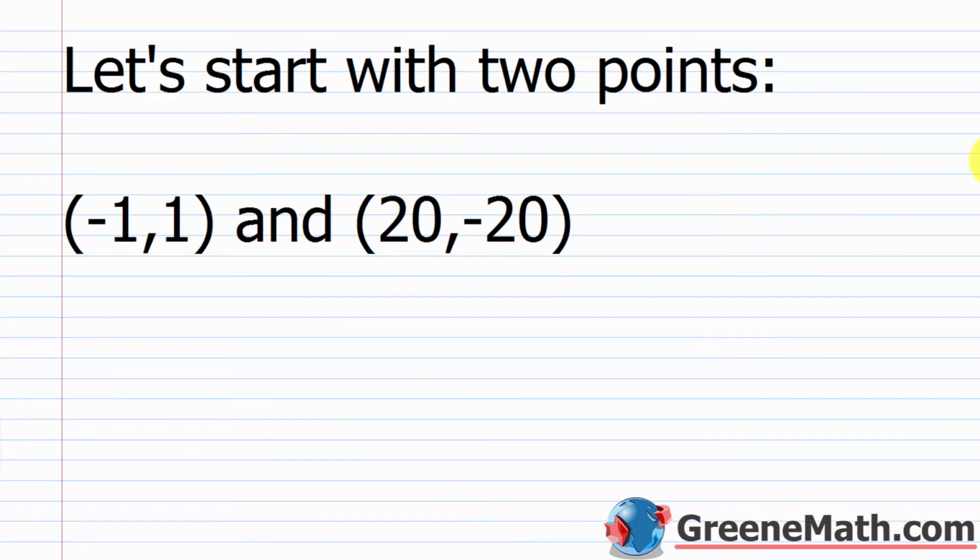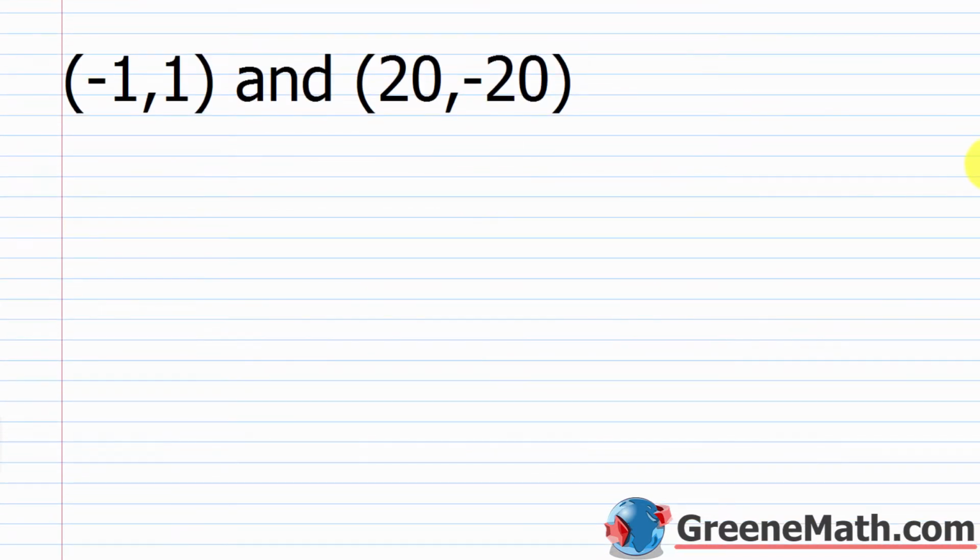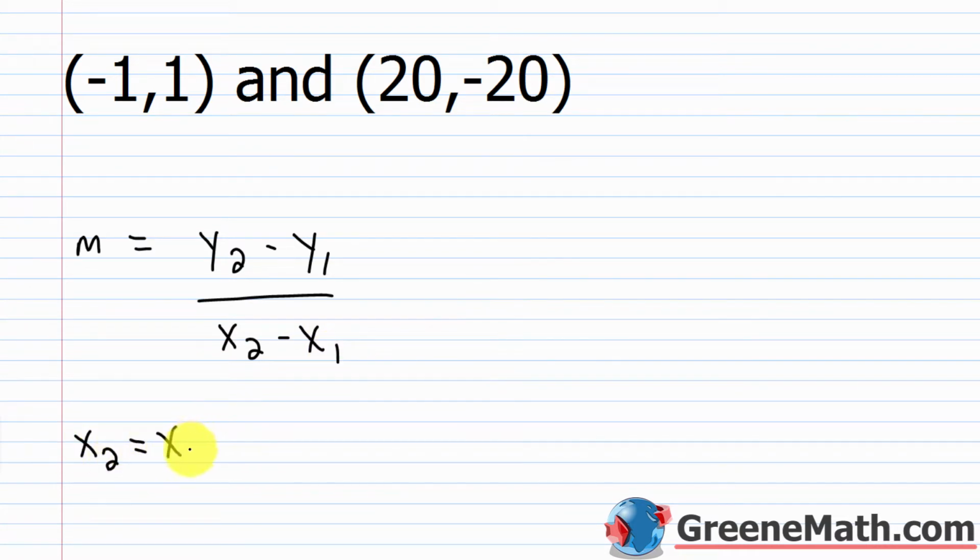All right, so let's start out with 2 points. This is a typical example of something you see on your homework or tests. You're given 2 points and you're asked to calculate the slope. So we have the points (-1, 1) and (20, -20). So the slope formula is m equals y sub 2 minus y sub 1 over x sub 2 minus x sub 1. And I'm not going to write this every time, but remember that x sub 2 is not allowed to equal x sub 1.